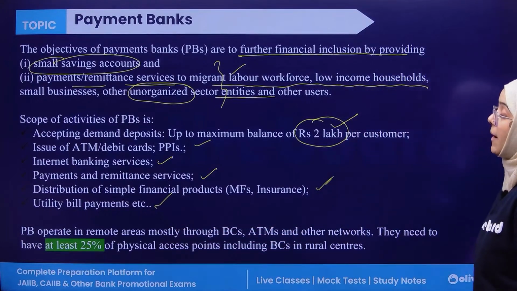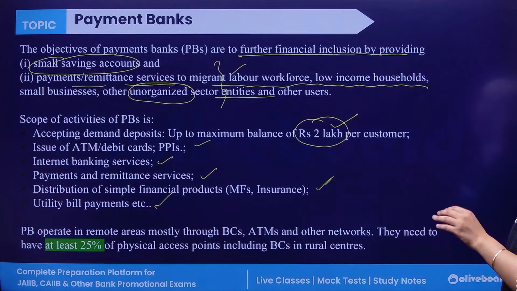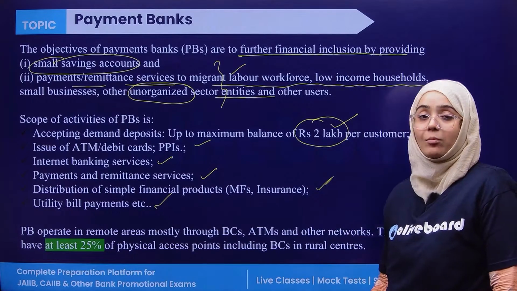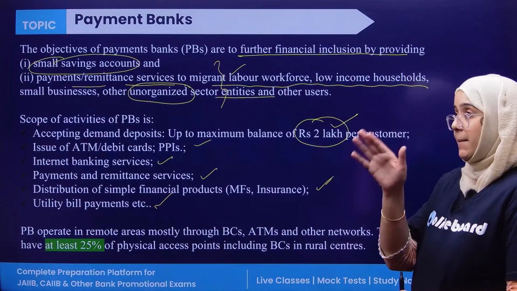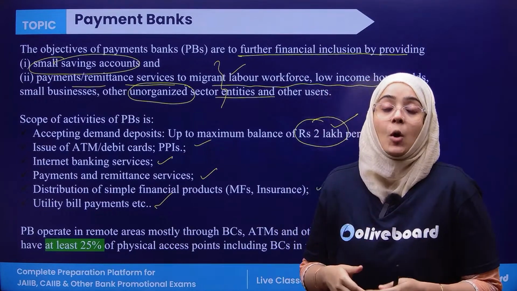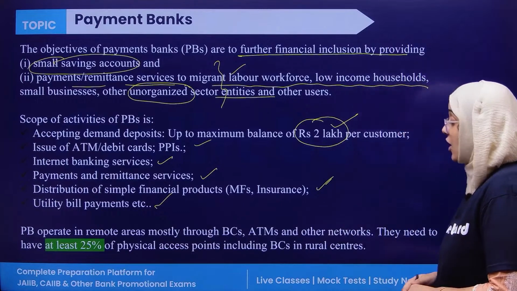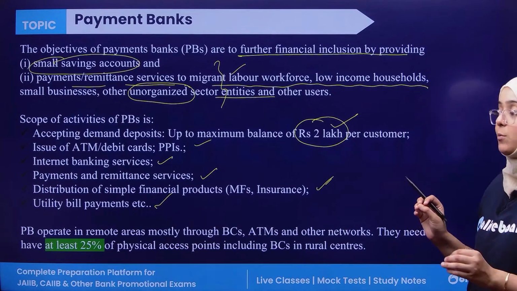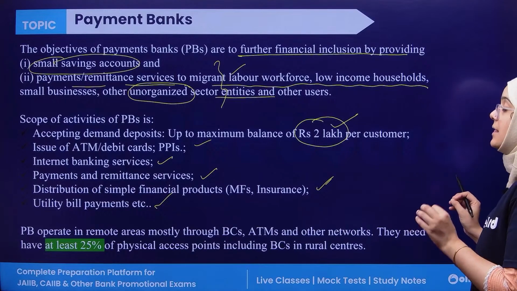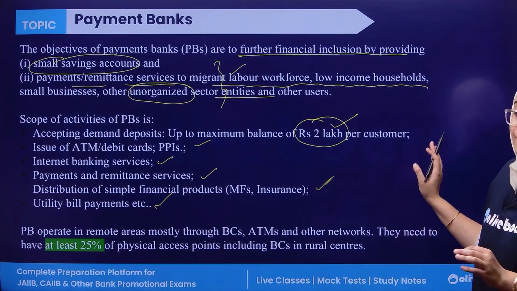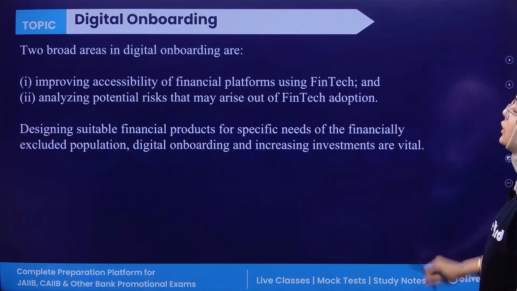Now, a payment bank operates in any remote area through a business correspondent. So the payment bank operates in a remote area with the use of the business correspondent. ATMs and other workers, they need to have at least 25% of the physical access points in remote or rural areas. Clear? So this is the payment bank and how they are connecting individuals.